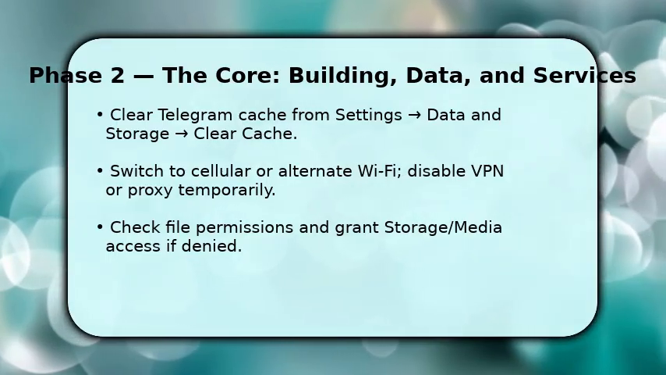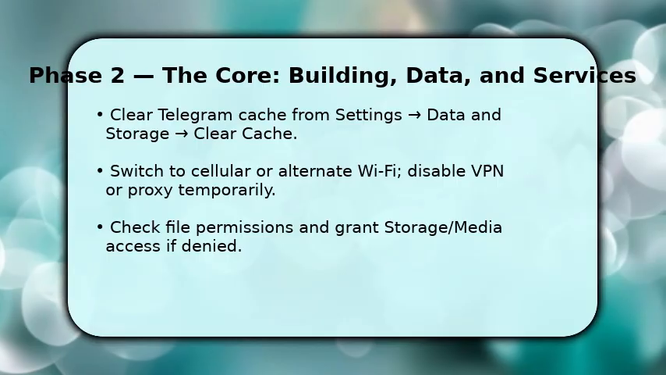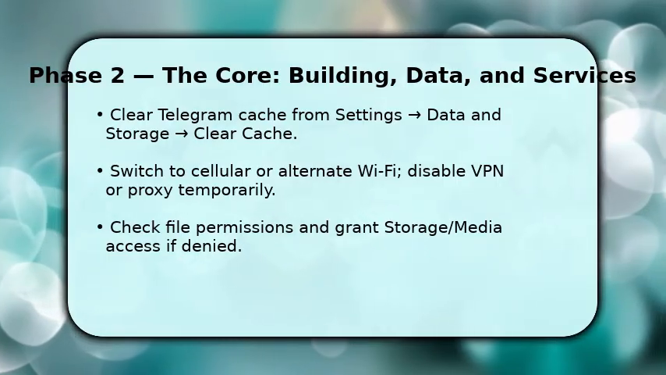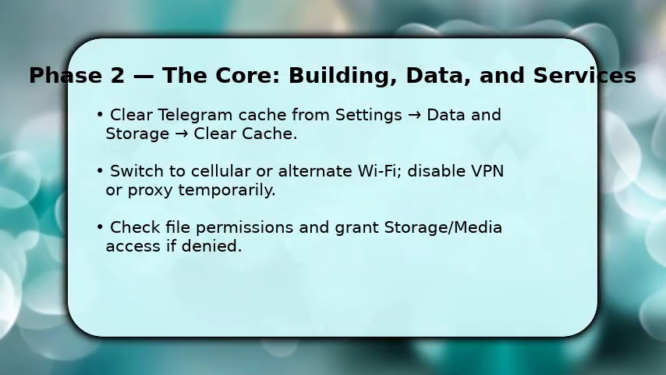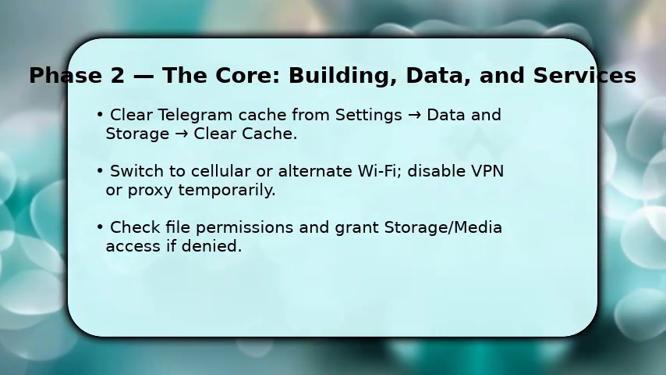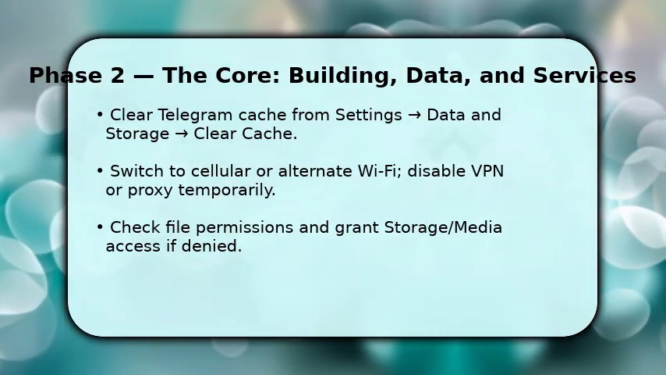Next, switch networks, use cellular if Wi-Fi is flaky, and disable any VPN or proxy because they can block streaming. Then, verify app permissions. Grant storage or media access so Telegram can write temporary files.